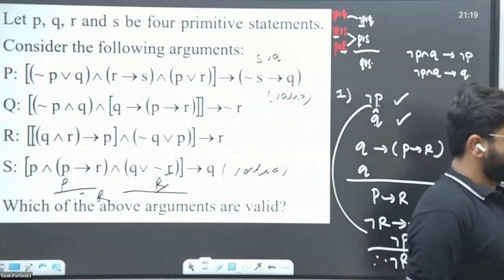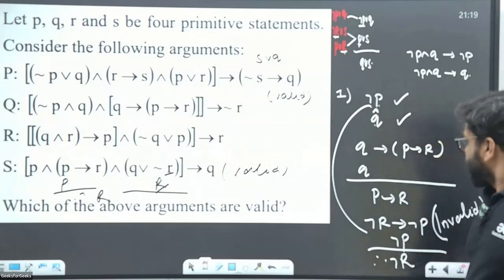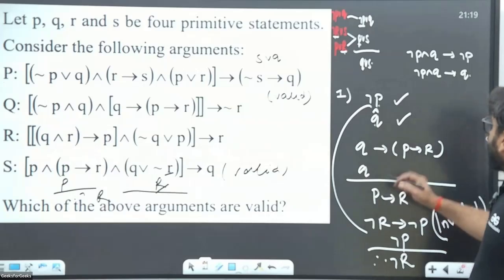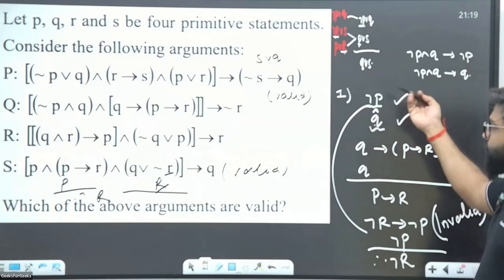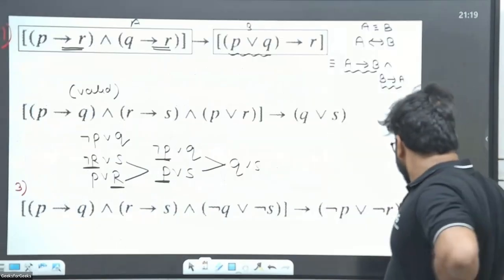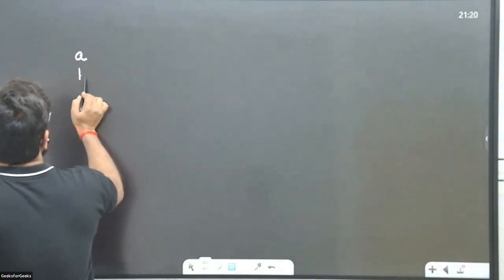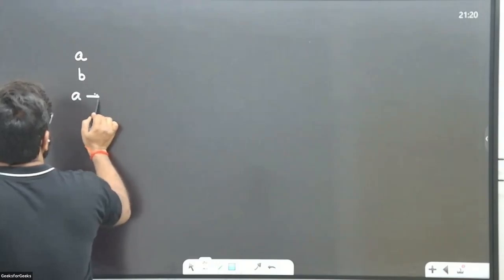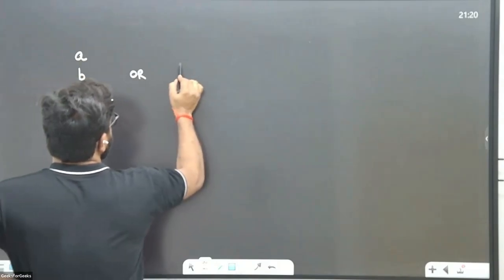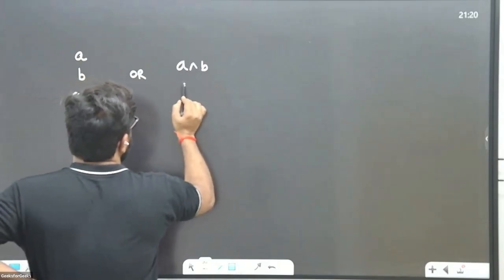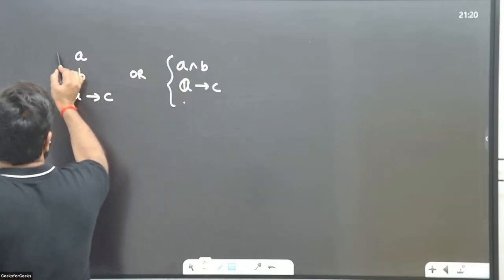Clear? Yes, sir. Sir, how does negation R implies negation P cancel? I'm not cancelling. I'm just trying to say that negation of P and Q, you can take as two different premises. Try to understand in that manner. For example, if you have A, if you have B, and then A is implying C, either you can write like this, or you can also write A and B, and then here A is implying C. So this way of writing is also the same.